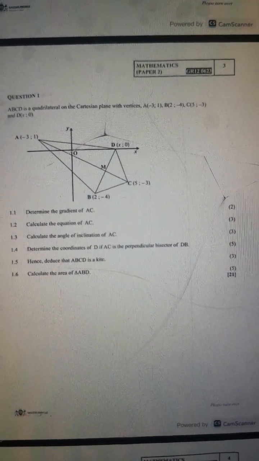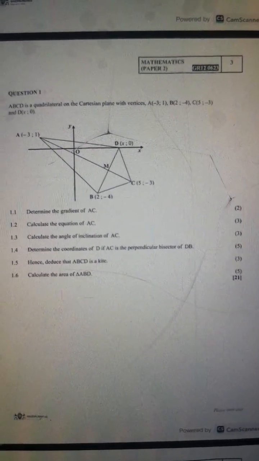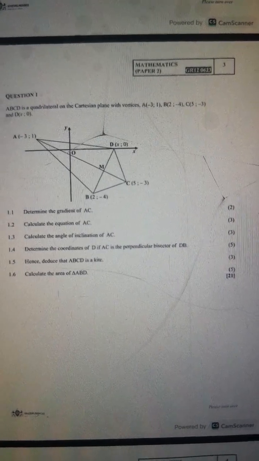Right, so the first thing, guys, we are required to calculate the gradient of AC. So let's put that into practice. How many marks? 2 marks. Right, just as we have stated, guys, that's 2 marks. Okay, that was 1.1.